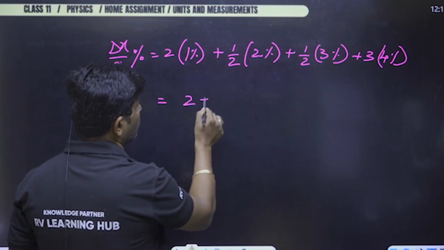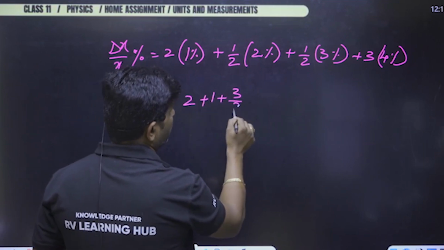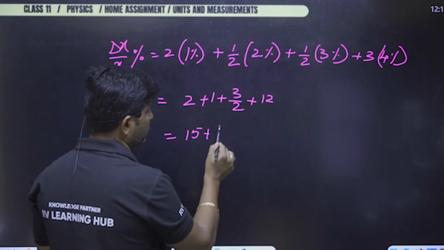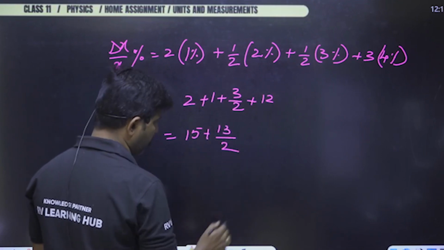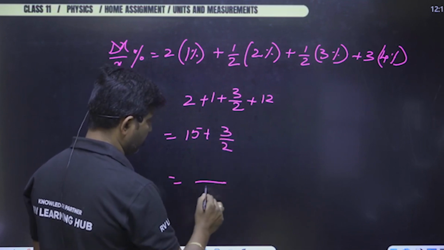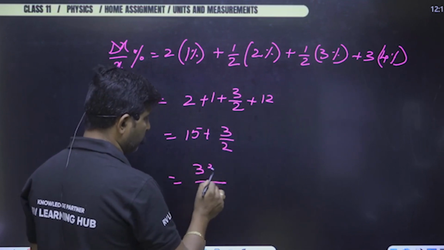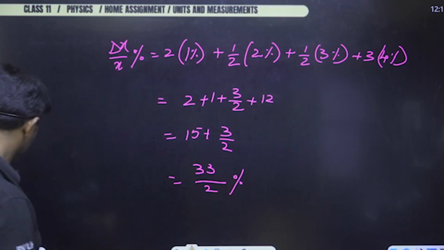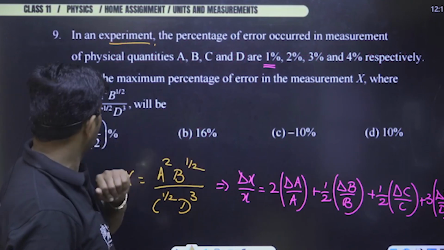So just think about this. We can say 2 plus 1 plus 3 by 2 plus 12. Is it right? So we'll get 15 plus 3 by 2. Is it right? So take LCM as 2, cross multiply, you'll get 33 by 2 percentage here. So whenever we go with the options, 33 is not there.